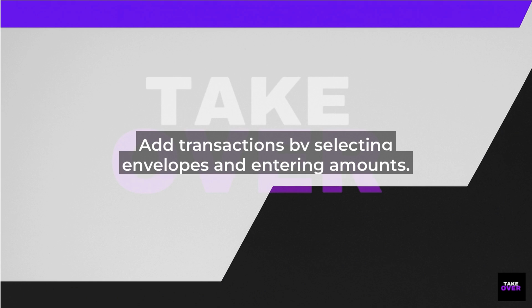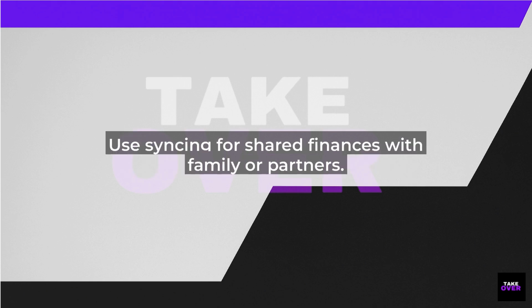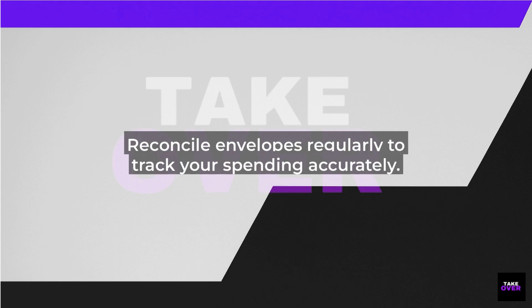Now, for everyday use. When you make a purchase, open the app and add a transaction. Select the appropriate envelope, enter the amount, and categorize it, whether it's a debit, credit, or cash transaction. Goodbudget will automatically deduct from that envelope, so you'll see at a glance if you're over budget.